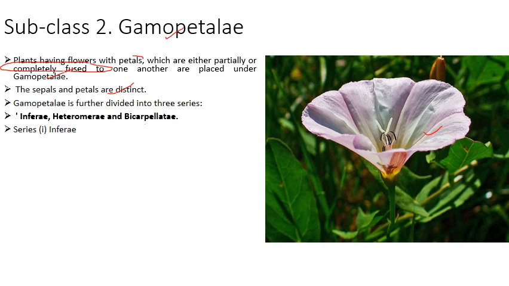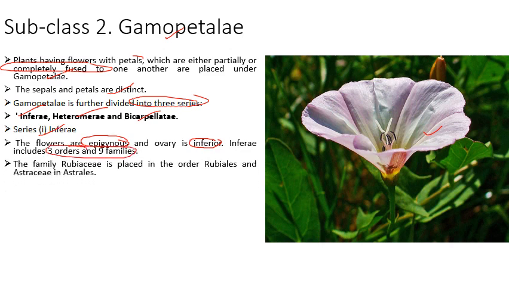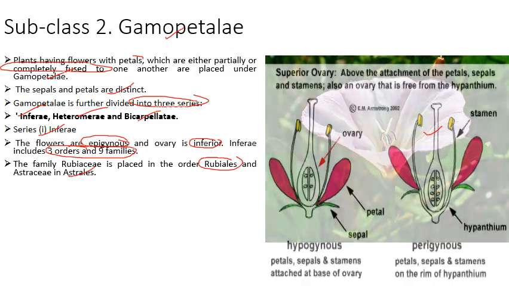Gamopetalae is further divided into 3 series, that is Inferae, Heteromerae and Bicarpellatae. First comes the series Inferae. So the flowers are epigynous. It means जो floral parts हैं ovary के ऊपर से arise होते हैं, and the condition of ovary is inferior. Inferae include 3 orders and 9 families. इसमें 3 orders हैं और 9 families हैं. The family Rubiaceae is placed in the order Rubiales and Asteraceae in Asterales.